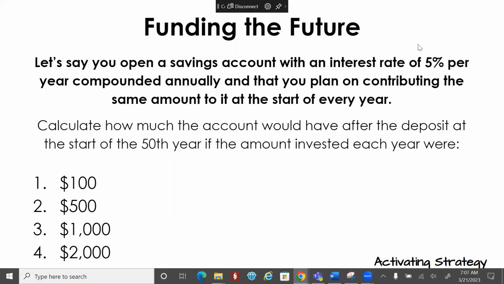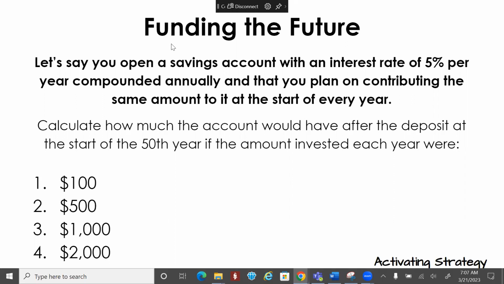Suppose that you open a savings account with an interest rate of 5% per year compounded annually, and that you plan on contributing the same amount to it at the start of every year. Calculate how much the account would have after the deposit at the start of the 50th year if the amount invested each year were $100, $500, $1,000, or $2,000.